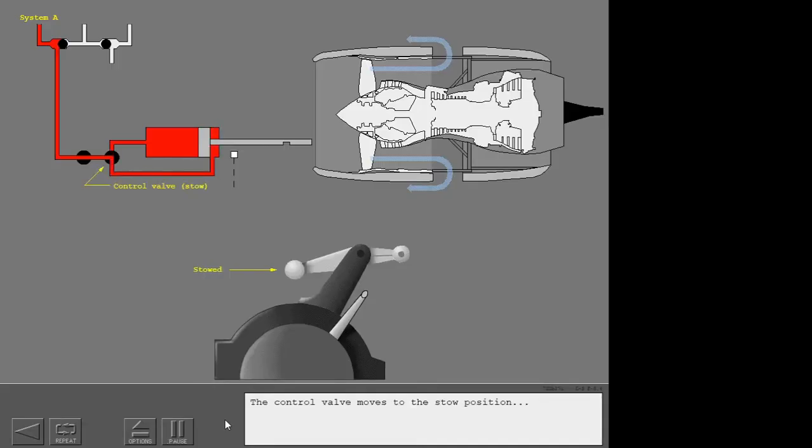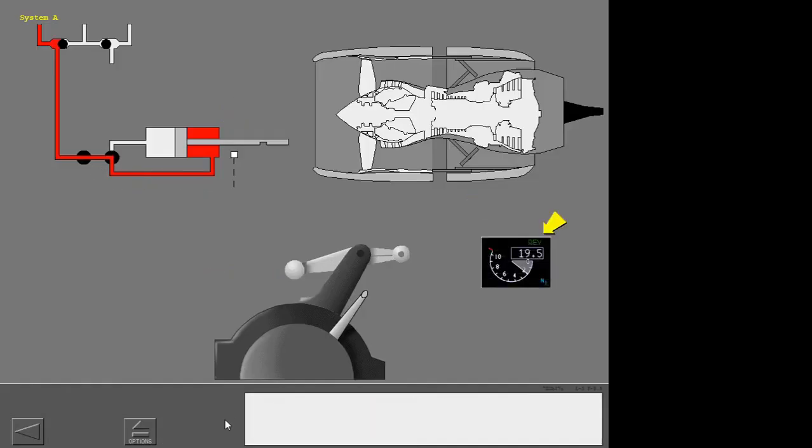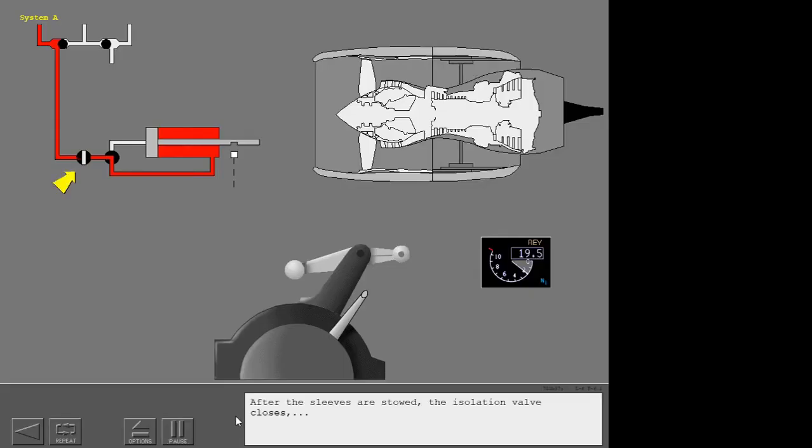The control valve moves to the stow position, and hydraulic pressure moves the sleeves to the stowed position. The green reverser indication changes to amber and shows the sleeves are in transit. After the sleeves are stowed, the isolation valve closes. The electromechanical lock engages, and the reverser indication extinguishes.